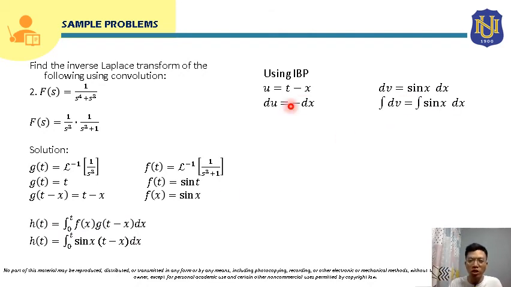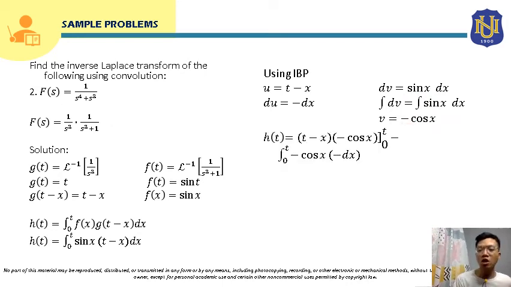For u, we will differentiate both sides. So this will become du is equal to negative dx. And for dv is equal to sine x dx, we will integrate both sides. If we integrate both sides, the integral symbol and d will be cancelled, so what will remain is just v. And the integral of sine x dx is actually negative cosine x. So using IBP, that is uv minus integral of v du, right?